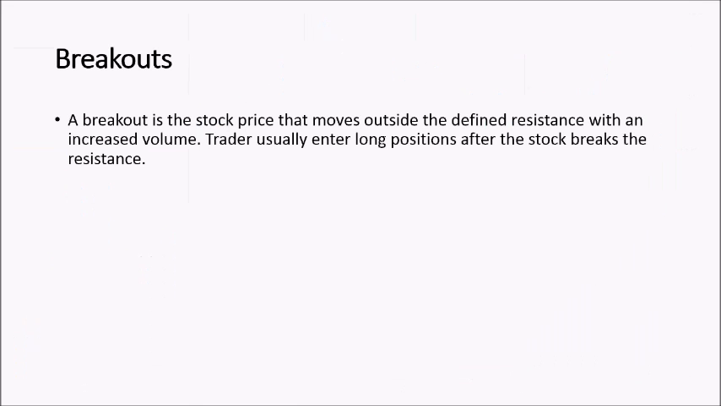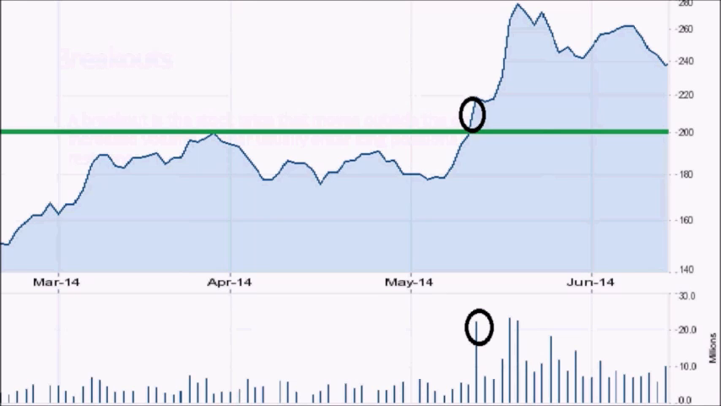Lastly, what are breakouts? A breakout is when the stock price moves outside the defined resistance with an increased volume. Traders usually enter long positions after the stock breaks the resistance. Let's try to understand it better with an example. In this chart of BHEL, 200 had proven to be the resistance for the stock. As the chart shows, after a month of consolidation the stock broke the resistance of 200 with high volumes. Such massive price movements above the resistance with increased volume are called breakouts.